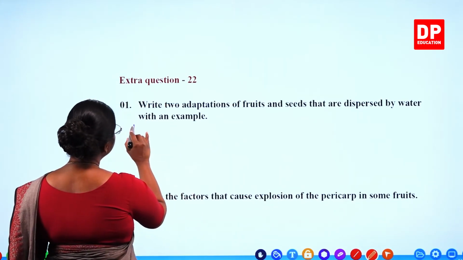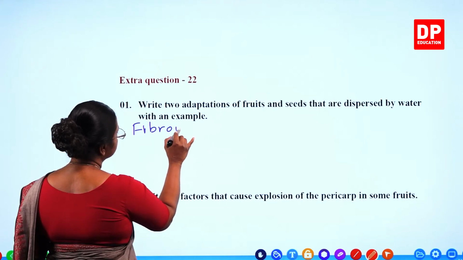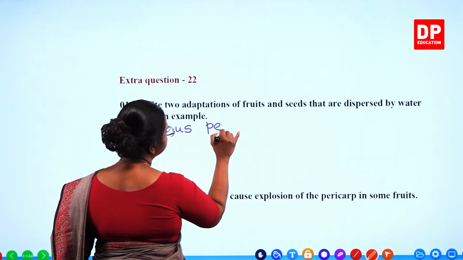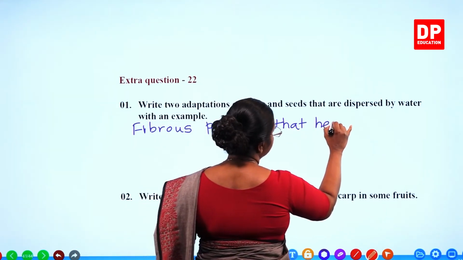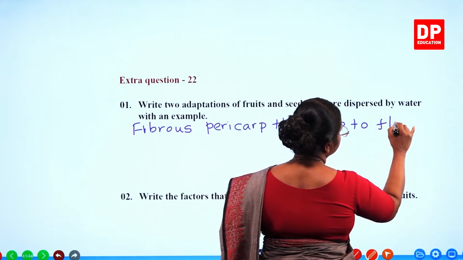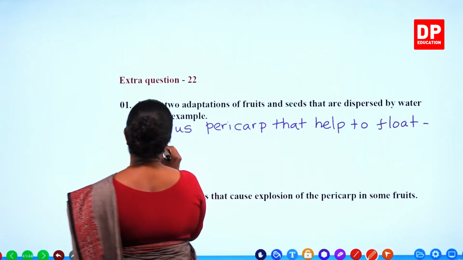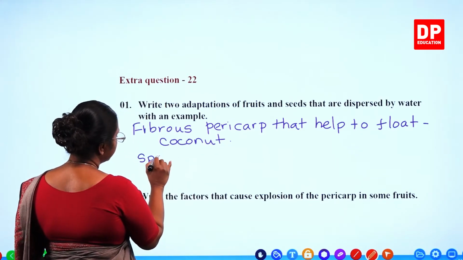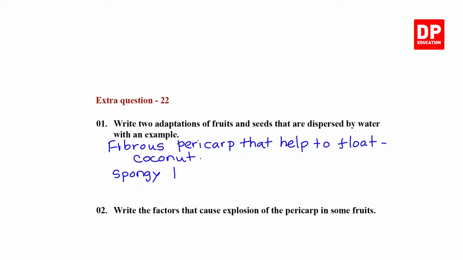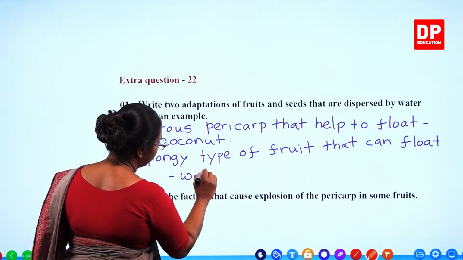We can say fibrous pericarp that helps to float. That is seen in coconut. Then spongy type of fruit that can float. So for that, we can write the example as water lily.